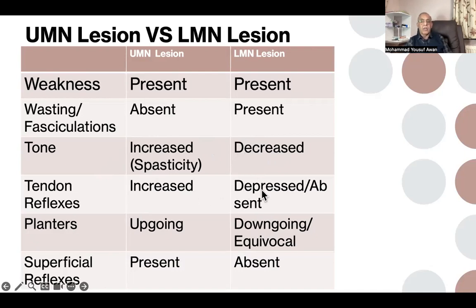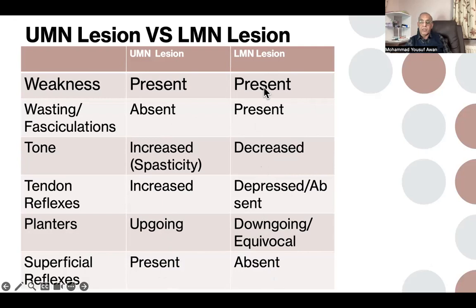Tendon reflexes are depressed in the lower motor neuron lesion, but increased or exaggerated in upper motor neuron lesion. And the plantars are upgoing in upper motor neuron lesion, whereas downgoing or equivocal in the lower motor neuron lesion. And superficial reflexes will be present in upper motor neuron lesion, but absent in lower motor neuron lesion. So the wasting, decreased tone, decreased tendon reflexes, downgoing plantars, and absent superficial reflexes, these are the features which are suggestive of lower motor neuron lesion.